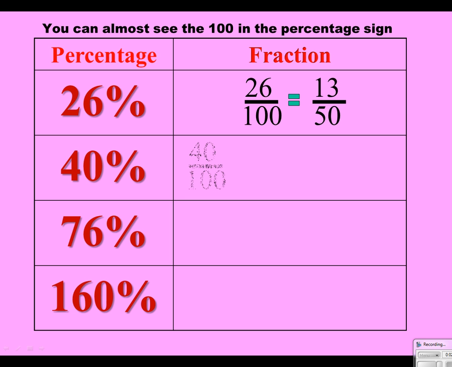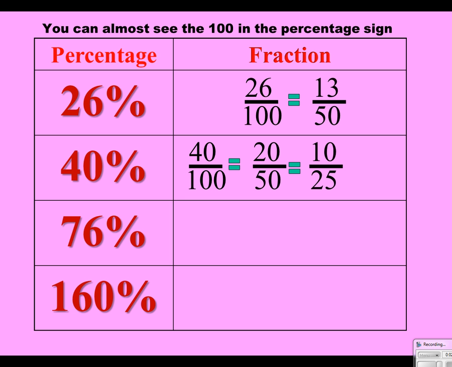It's pretty simple. All right, now 40% literally means 40/100ths. Let's divide by 2 and you get 20/50ths. Divide by 2 again and you get 10/25ths. At this point you can't divide by 2 because 25 is not divisible by 2. That doesn't mean you're done, it just means we can't use 2 anymore. So what goes into 10 and 25? If you're thinking 5, then you're right. So 10 divided by 5 is 2, and 25 divided by 5 is 5.